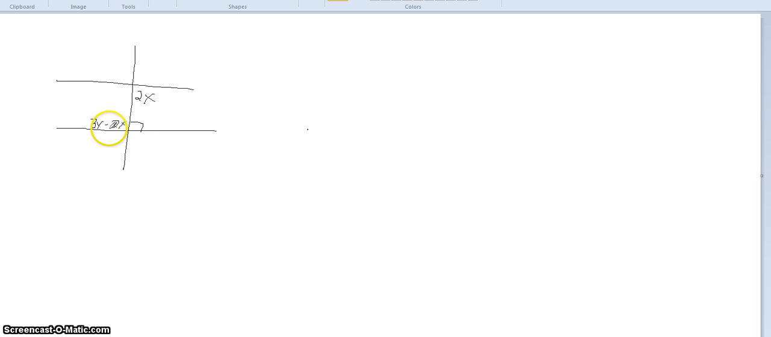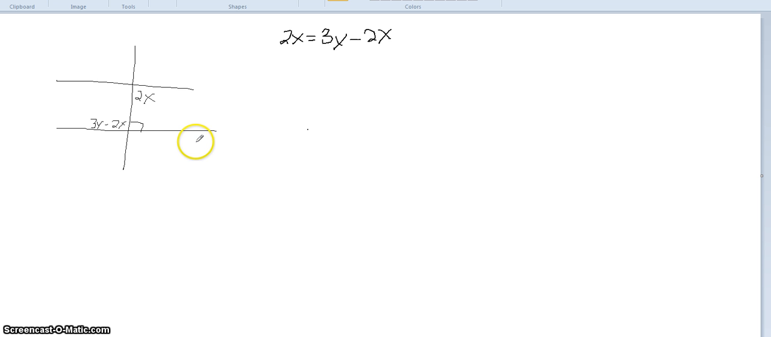So what I would think about first is, how are these two with the letters related? Well, here's our transversal. They're alternate interior angles, so they're equal to each other. So their measures are equal. So we do know that 2x is going to have to equal 3y minus 2x. That doesn't get us anywhere because x and y are different letters. You can't combine them and you can't solve that.